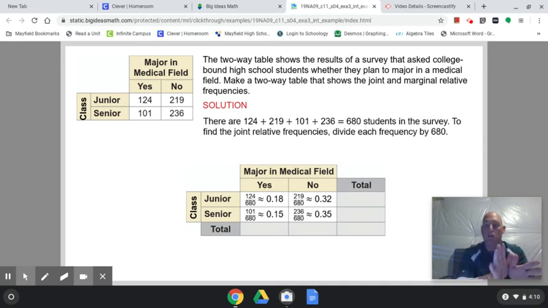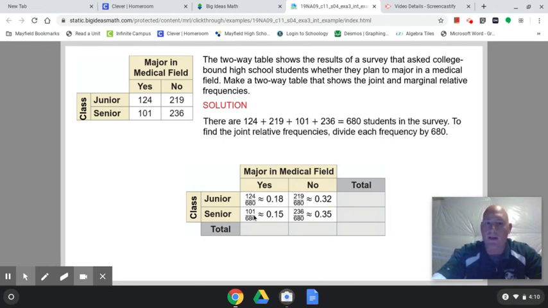This is just figuring out what the data is, okay? 32% were juniors and said no. 15% were seniors and said yes. 35% were seniors and said no. Now, make sure this makes sense. All of these will add up to 100%, okay?